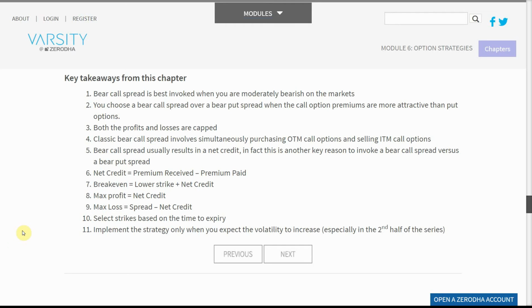Break-even equals lower strike plus net credit. Max profit equals net credit. Max loss equals spread, net credit. Select strikes based on the time to expiry. Implement the strategy only when you expect the volatility to increase, especially in the second half of the series.